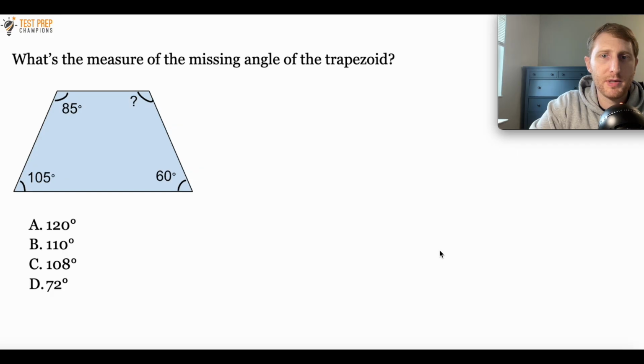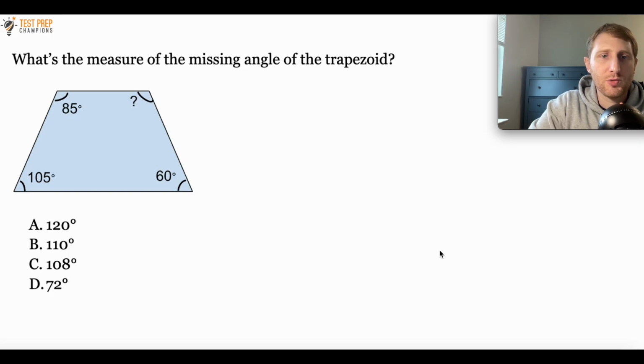What's the measure of the missing angle of the trapezoid? Is the answer A, B, C, or what about D? Now's your chance, if you'd like to pause the video, try to figure this out, take all the time you need, then whenever you're ready, just unpause the video and we'll talk about it.